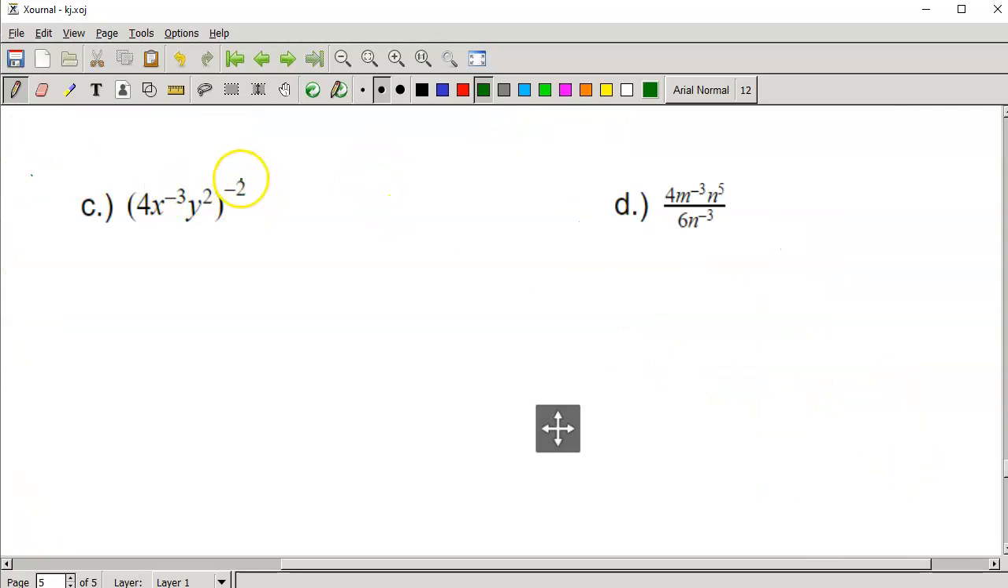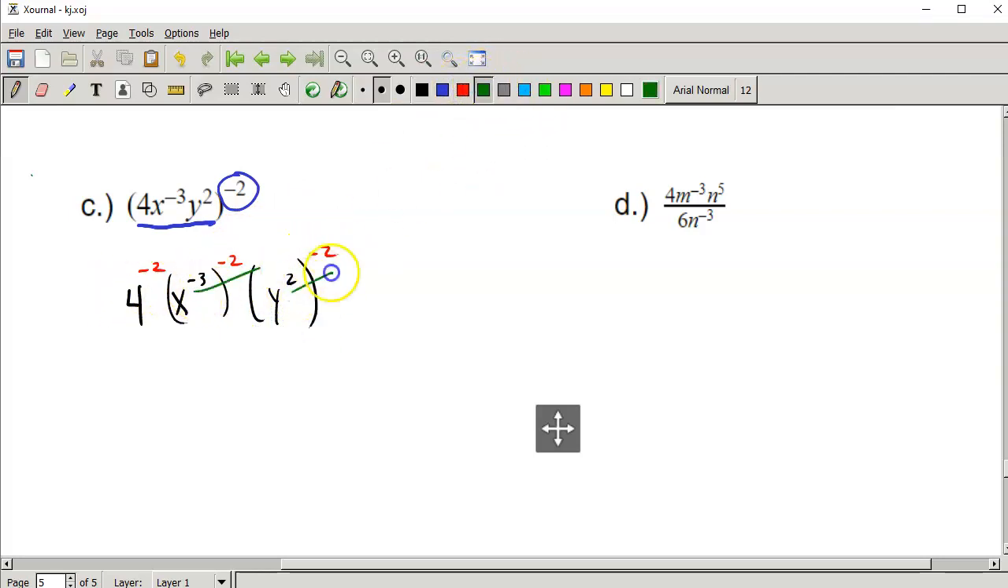All right, part C. Same thing. We have a big kind of product here with 3 terms multiplied together, but that whole thing is raised to the -2. So we're going to take each individual term inside and raise it to the -2. So we'll have 4 to the -2. We'll have x to the -3 to the -2. And we'll have y squared to the -2.